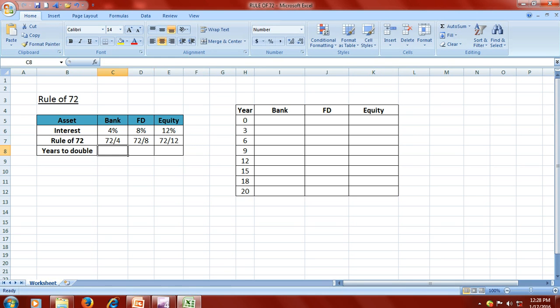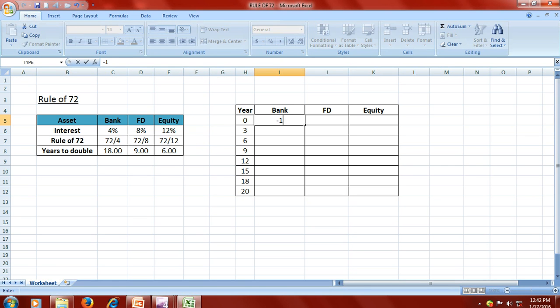Now let us compute the number of years for each of these asset classes. 72 divided by 4, which is 18 years for bank account. 72 divided by 8, which is 9 years for fixed deposit. 72 divided by 12, which is 6 years for equity to get doubled respectively. Let us also do a cross-sectional analysis to confirm whether Rule of 72 holds true for all these three asset classes in a constructive manner.